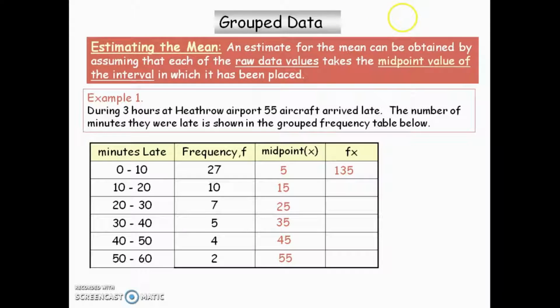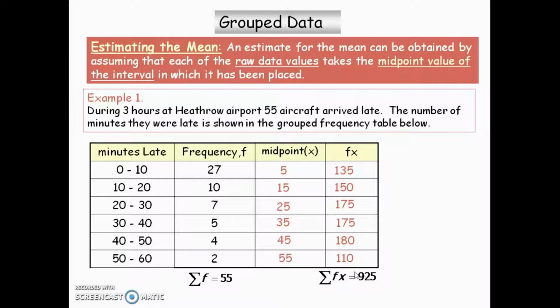midpoint times the frequency. So multiply 27 by 5, and you will get 135. If you multiply 10 by 15, you will get 150. In this way, we will get all the frequency values multiplied with their midpoints, and this is the column of f and x. The total frequency for this column, 27, 10, 7, 5, 4, 2, is 55, and the total of the frequency times midpoint column will be 925.